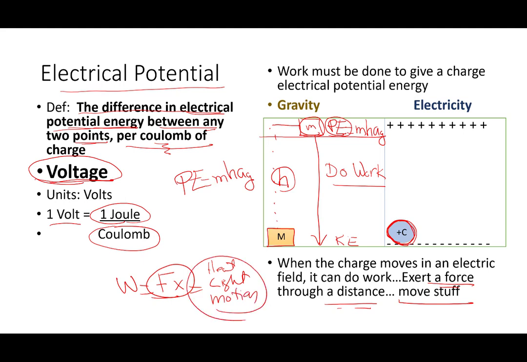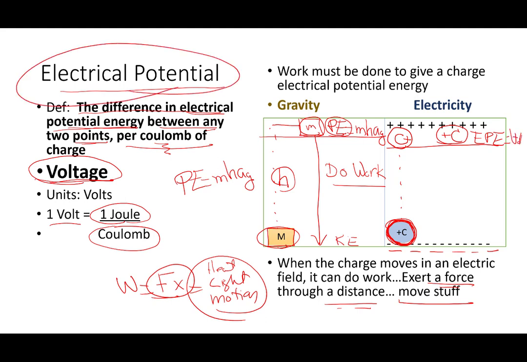Well, electrical potential energy is very similar. If I have a coulomb of charge, a little bundle of charge, just like this mass, and if this charge happens to be positive, it's happy next to all of these negative charges. But if I lift it in this electric field, so my positive coulomb of charge is next to a bunch of positives, it doesn't want to be there because like repels like. But if I hold it there so it cannot move, it has some electrical potential energy, and we refer to that as voltage. It has the potential to do work. And that potential we measure as the voltage.